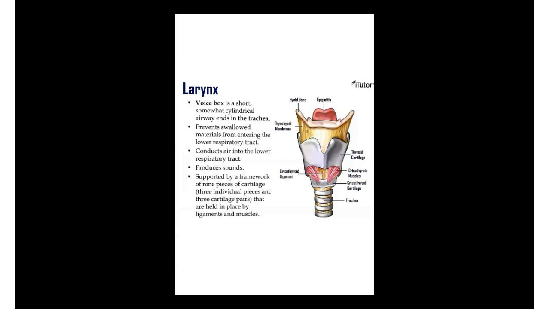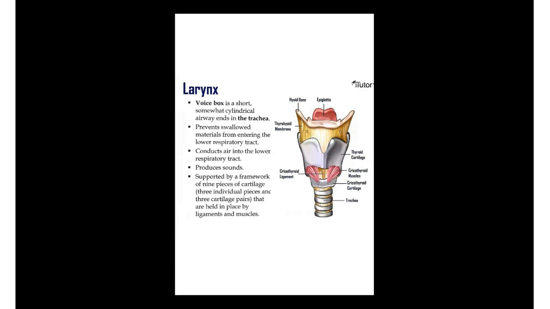So the larynx, the voice box, is short and somewhat cylindrical. The airway ends in the trachea. It prevents swallowed material from entering the lower respiratory tract, conducts the air into the lower respiratory tract, and produces sound. So from where do we get the sound, whatever we are saying? It's like the resonance test you have done in physics. We vibrate at different frequencies or with different force, and with a tuning fork they produce sound.